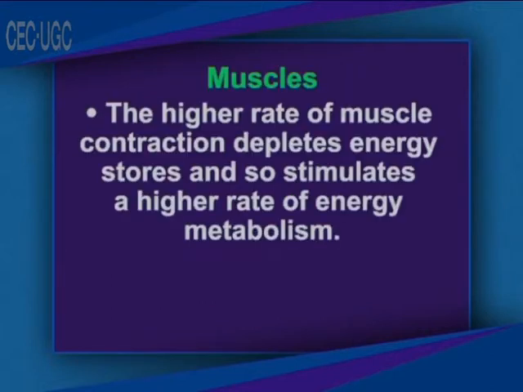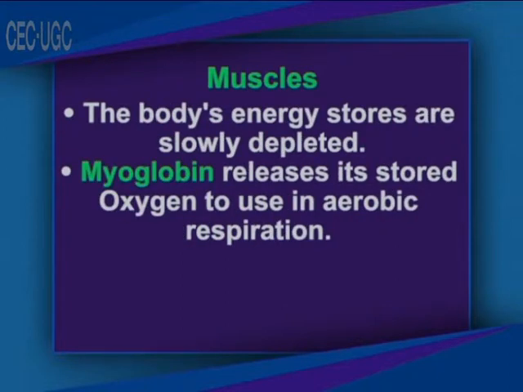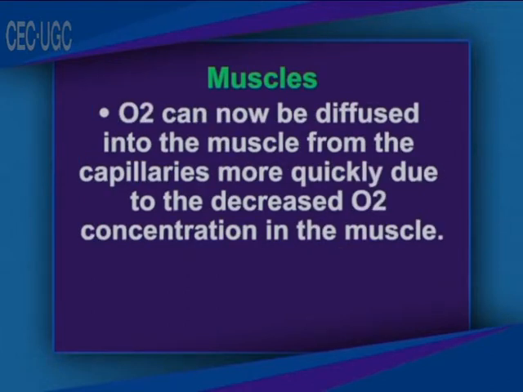Muscles. The higher rate of muscle contraction depletes energy stores and so stimulates a higher rate of energy metabolism. The body's energy stores are slowly depleted. Myoglobin releases its stored oxygen to use in aerobic respiration. Oxygen can now be diffused into the muscles from the capillaries more quickly due to the decreased O2 concentration in the muscles.